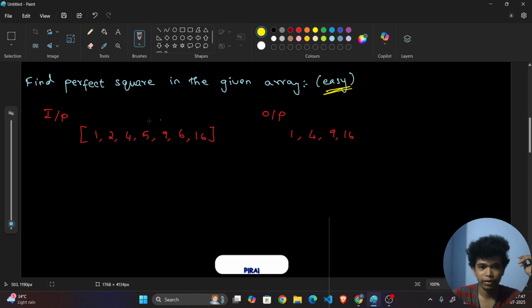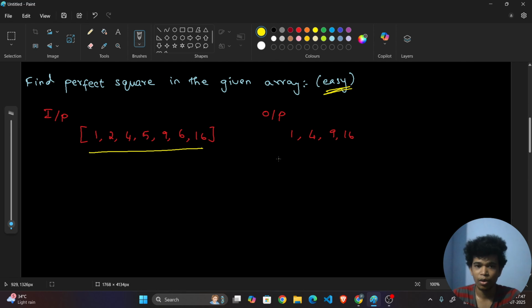Now in this question, they will give you an integer array of positive integers, and you want to tell them which elements are perfect squares inside this array, and print them. For example, if they have given this array, then what are all the perfect squares we have? It is 1, 4, 9, 16.